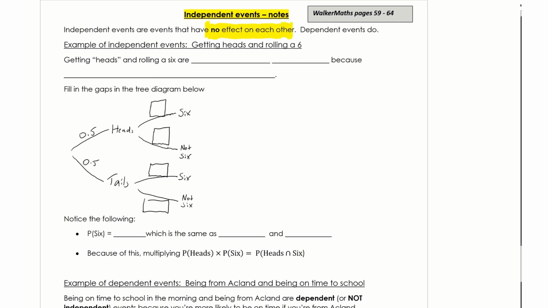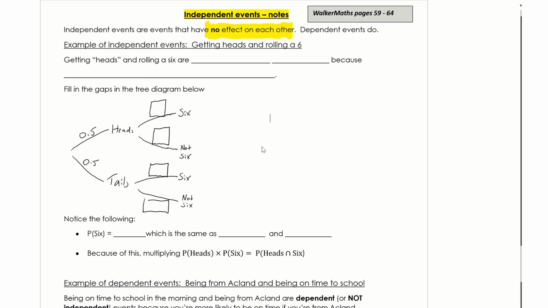So an example of that would be whether it's raining here in Christchurch and whether it's raining in London. Another example of independent events is when you flip a coin and then you roll a dice. What happens on the coin and what happens on the dice are independent because they have no effect on each other.